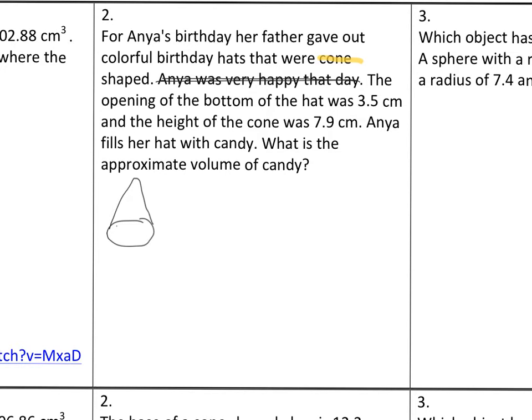So sentence number 3. The opening of the bottom of the hat was 3.5 centimeters. Now that will help us. Okay, so we're going to go ahead and circle 3.5 centimeters. You go ahead and circle it too. Make sure you're doing that. And that relates to the opening of the bottom. So 3.5 is the opening of the bottom. All right, so here we go. Opening of the bottom is 3.5 centimeters. Okay, from side to side.